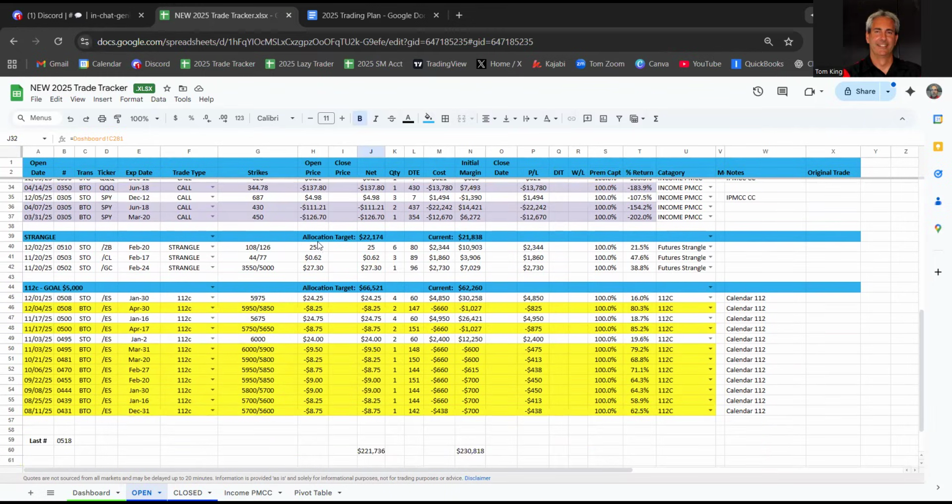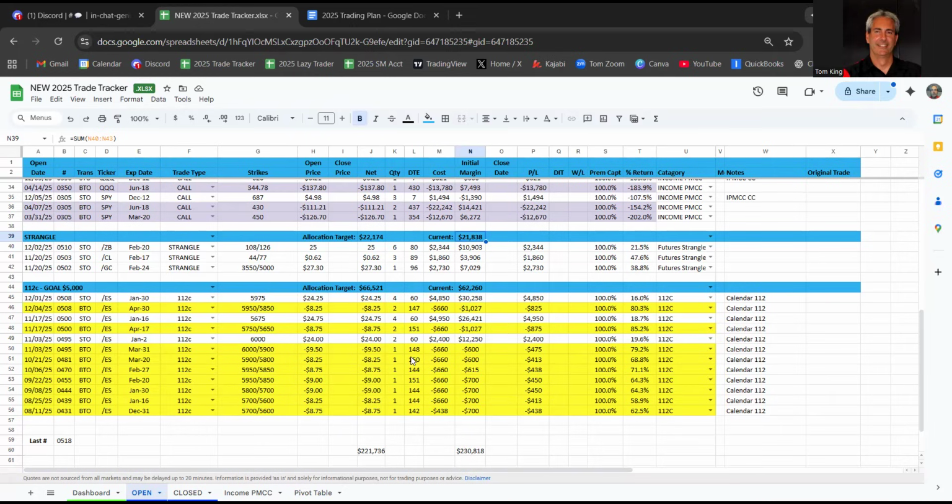All right, and then Strangles here, $22,000 the budget. I'm at $22,000 essentially. I'm right on the money with these Strangles. Nick was asking, they have the highest P&L in my strategy builder, but I give them the lowest allocation. How come?